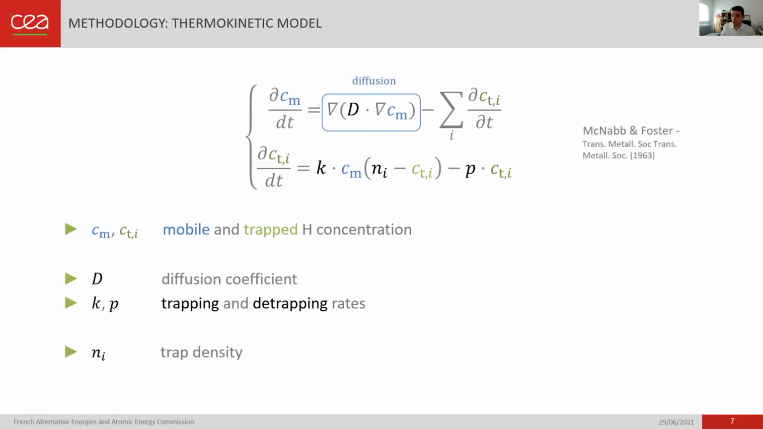So yeah, this is a diffusion term. We have a trapping term and a detrapping rate, and all these equations are coupled together. And yeah, we're trying to solve it in a simulation code.